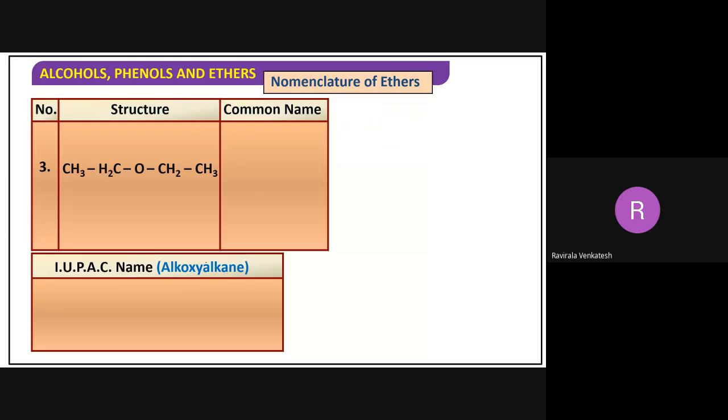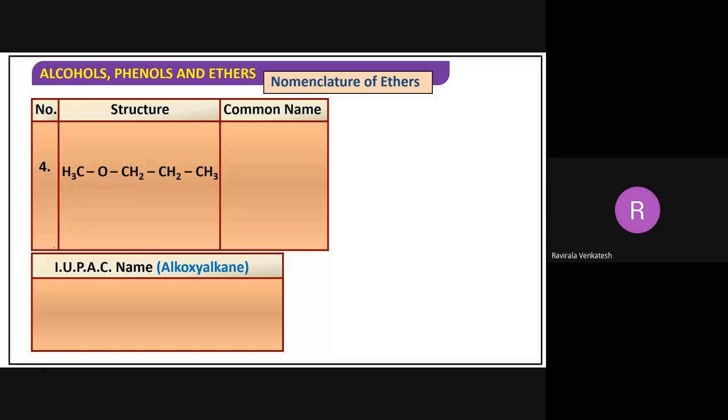If you observe, here is an ethyl group, here an ethyl group. So diethyl ether, it is a simple thing. Now what about the IUPAC name? Anybody? Ethoxyethane. The IUPAC name is very simple because both have the same number of carbons. Ethoxyethane it is.